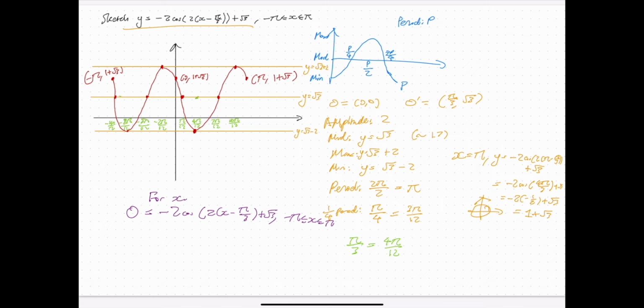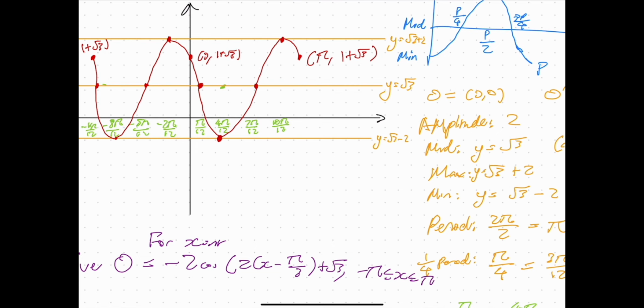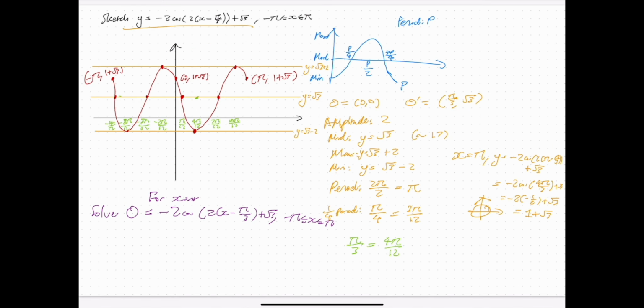for your x-intercepts. And whatever the solutions are, that's basically going to be your points: here, here, here, and there. Okay. So yeah, let me know if you have any questions. Otherwise, that's generally the process for graphing sine or cosine graphs with transformations.